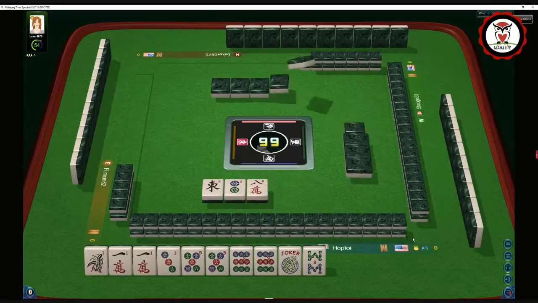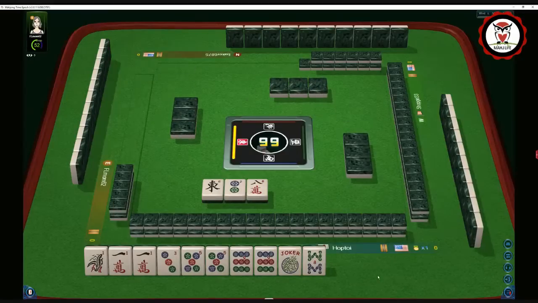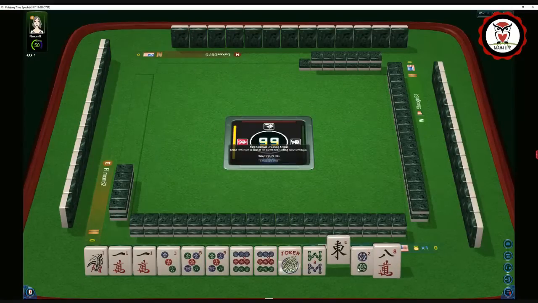All right, we have 2-8. Those are evens. We're not even interested, so we can just move it along. Sometimes people might think, oh, I got a two dot, I should keep that because it matches my suit. American Mahjong is not a game of suits.